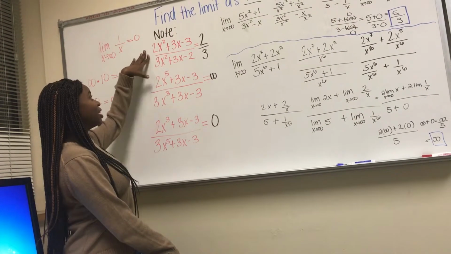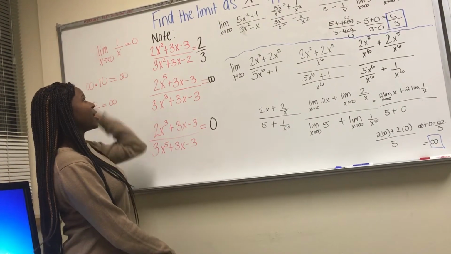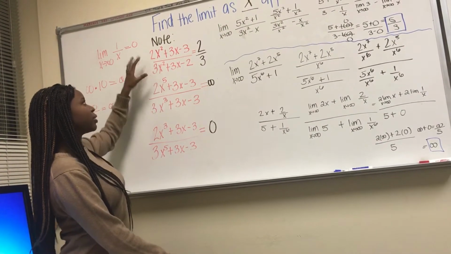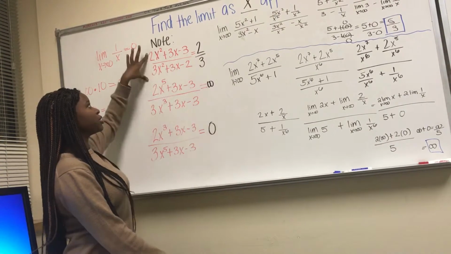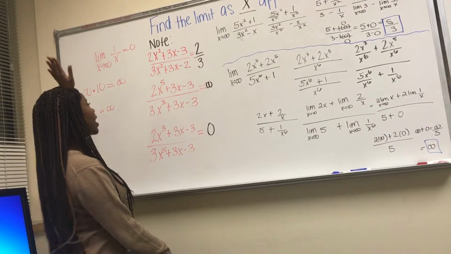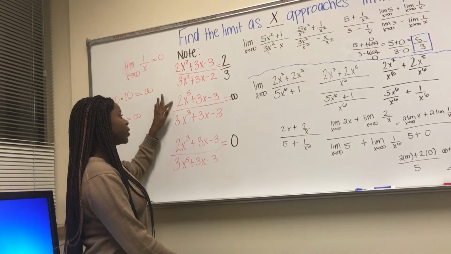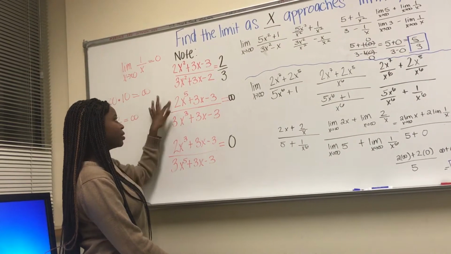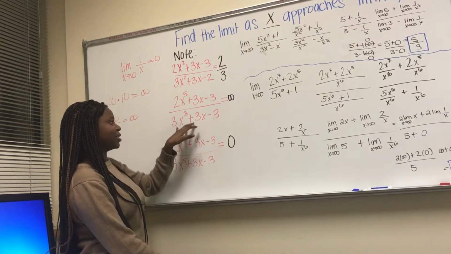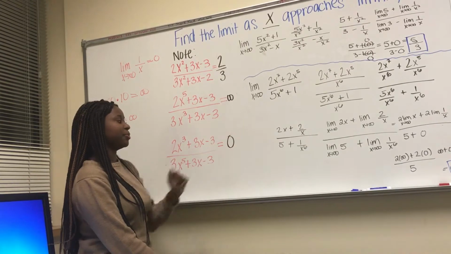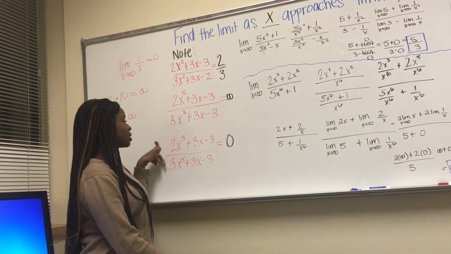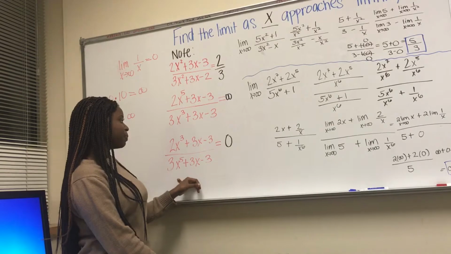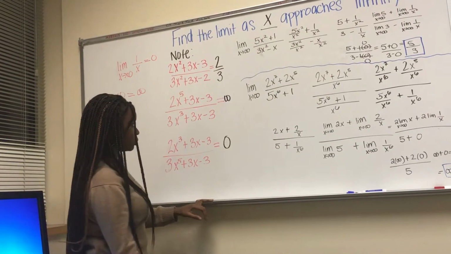If the degree in the numerator and the denominator are the same, then the answer would be the ratio of the coefficients, 2/3. If the degree of the numerator is greater than the denominator, then the answer would just be infinity. If the degree is smaller than the denominator, then the answer would be 0.